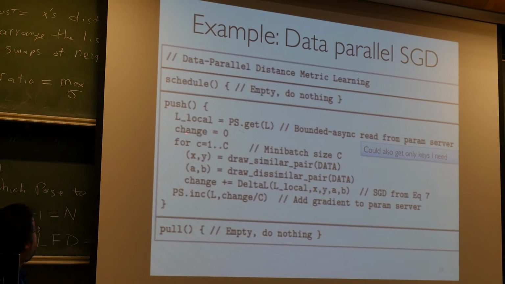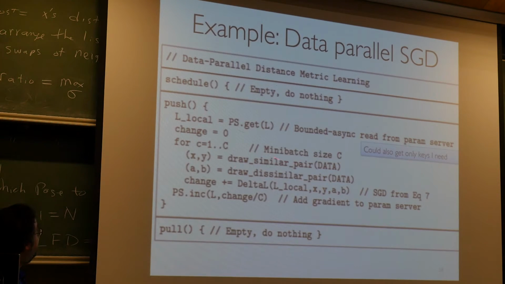So we're going to get a local copy of the parameters by doing a get. And this is using, let's say, stale synchronous parallel. So it's going to get these parameters, and if necessary, it'll wait for other workers to catch up. You also could only get the keys you need, although it's not really indicated in this little pseudocode. And then I'm going to aggregate the changes in a mini batch.